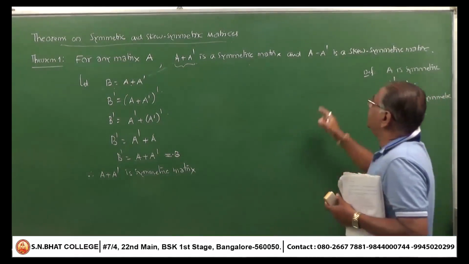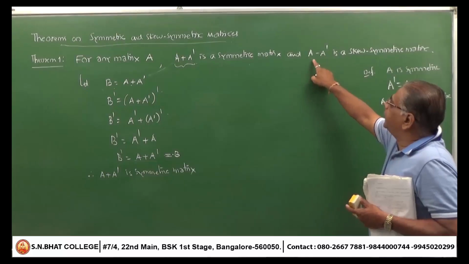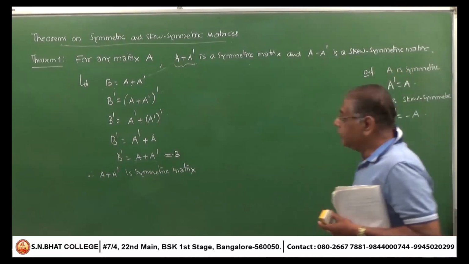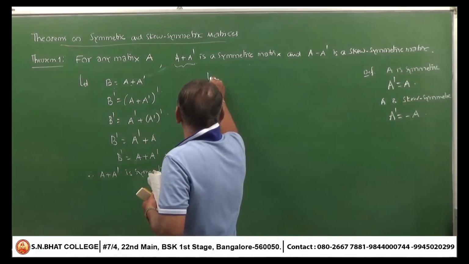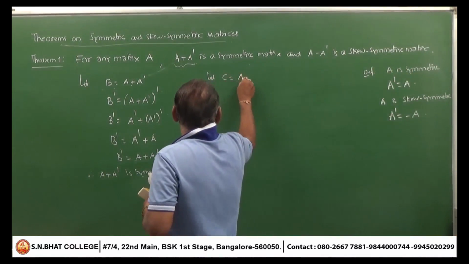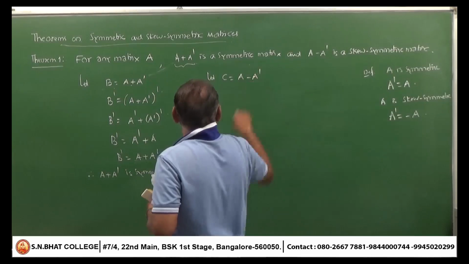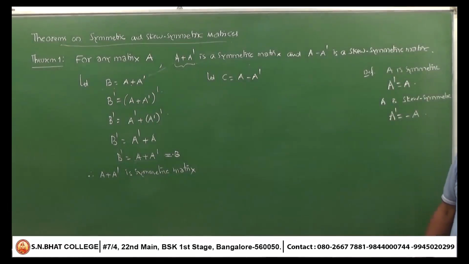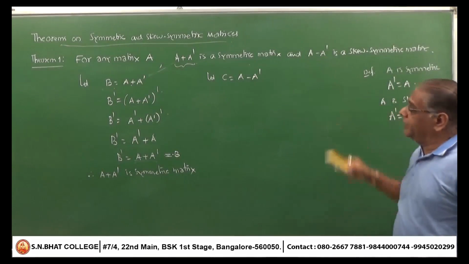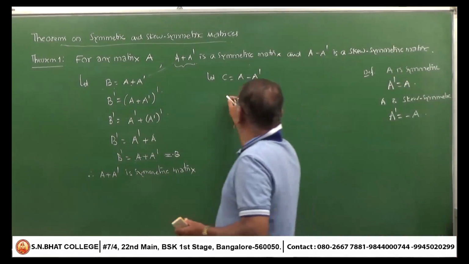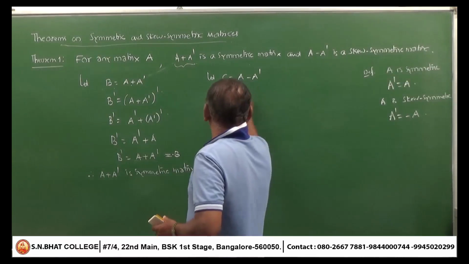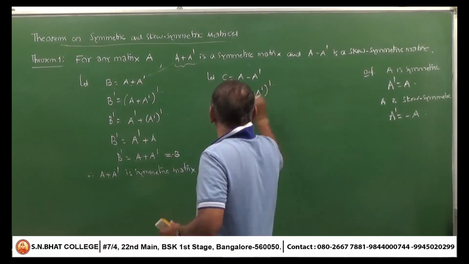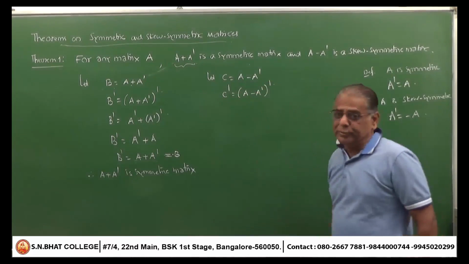In the second case, I have to show that A minus A transpose is a skew symmetric matrix. Let C be equal to A minus A transpose. Take transpose on both sides. C transpose is equal to A minus A transpose whole transpose.